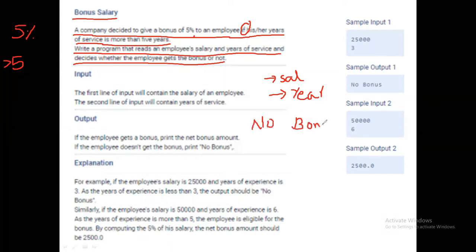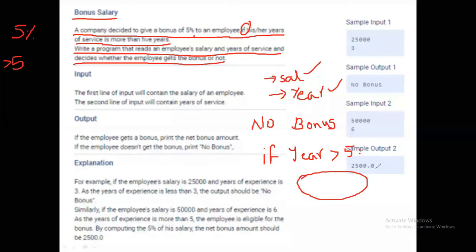Everyone try to give the response in the chat box. What is the condition here? After the if statement, what is the condition you are going to write? Here you read the two variables, sal and year, and check the condition: if year is greater than 5, then only you do some operation to find the bonus. Else you print the message no bonus.